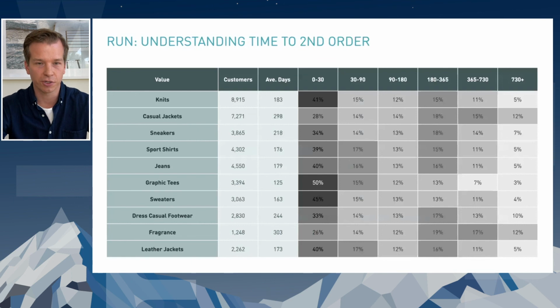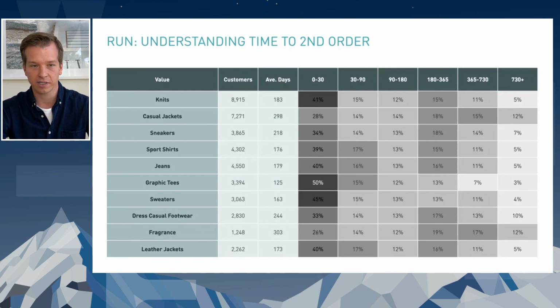The next thing you should do is look at, for customers that buy each of those categories first, how long do they take to come back and place their second order? Because traditionally here you'll see some big ranges. So in that graphic tee segment, you can see here, of the customers that buy a graphic t-shirt, 50% of them come back and place their second order within 30 days. So really, really fast. And same as with sweaters and knits, the customers that do make a second order come back very quickly.